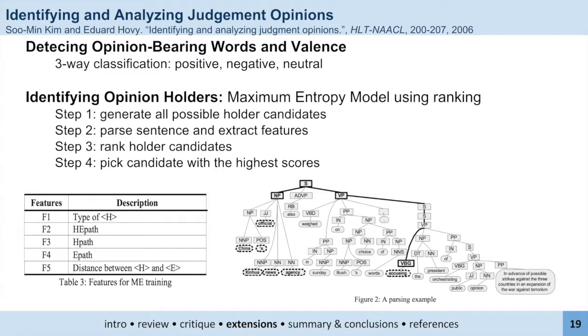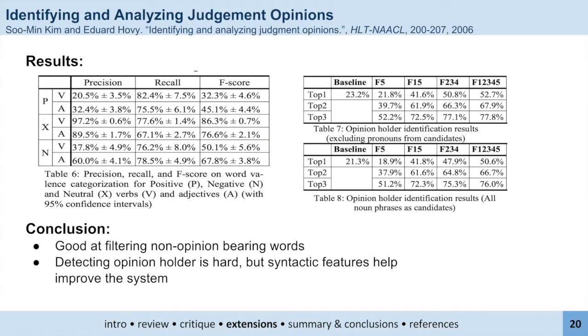For the experimental results of detecting opinion-bearing words, Table 6 shows the precision, recall, and F-score using tenfold cross-validation. From the table, we can see that there is a high precision in the neutral category, which means that the system is very good at filtering non-opinion-bearing words. In addition to that, recall is high in all cases, but the precision varies a lot. Very high for neutral and very low for positive category.